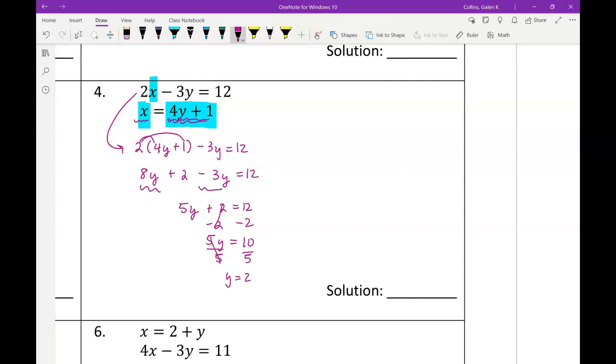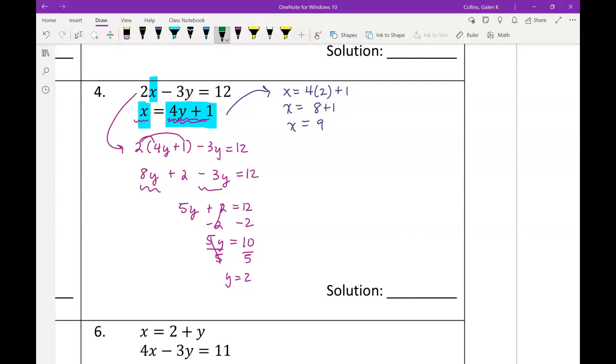Okay, so y equals 2. Remember, we're not done. We also need to find x. I like to use this equation since x is already isolated. So if y equals 2, I can substitute 2 for y into this equation. So we get that x equals 9.